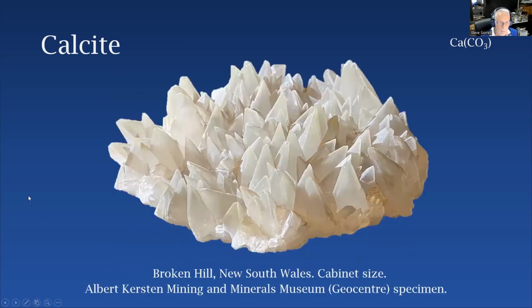And a few examples: Broken Hill, a lot of the Broken Hill ones fluoresce orange or orange red. This one here is from the museum in Broken Hill, the Albert Kersten Mining and Minerals Museum, and it's a large specimen. I don't know exactly what size, but it's going to have to be probably 35-ish centimeters across, so it's a good size.